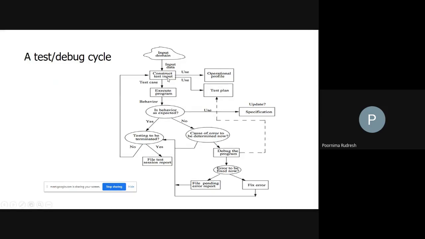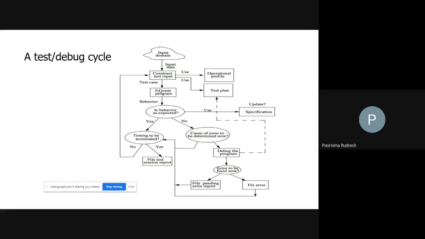Once the test cases are constructed by using the test plan, next we have to execute the program. After execution, we check and analyze the behavior of the program. Checking and analyzing is nothing but comparing the expected output with the obtained output. If you consider the same sorting program, once you execute it after giving the inputs, it gives the output, and the obtained output is compared with the expected output.